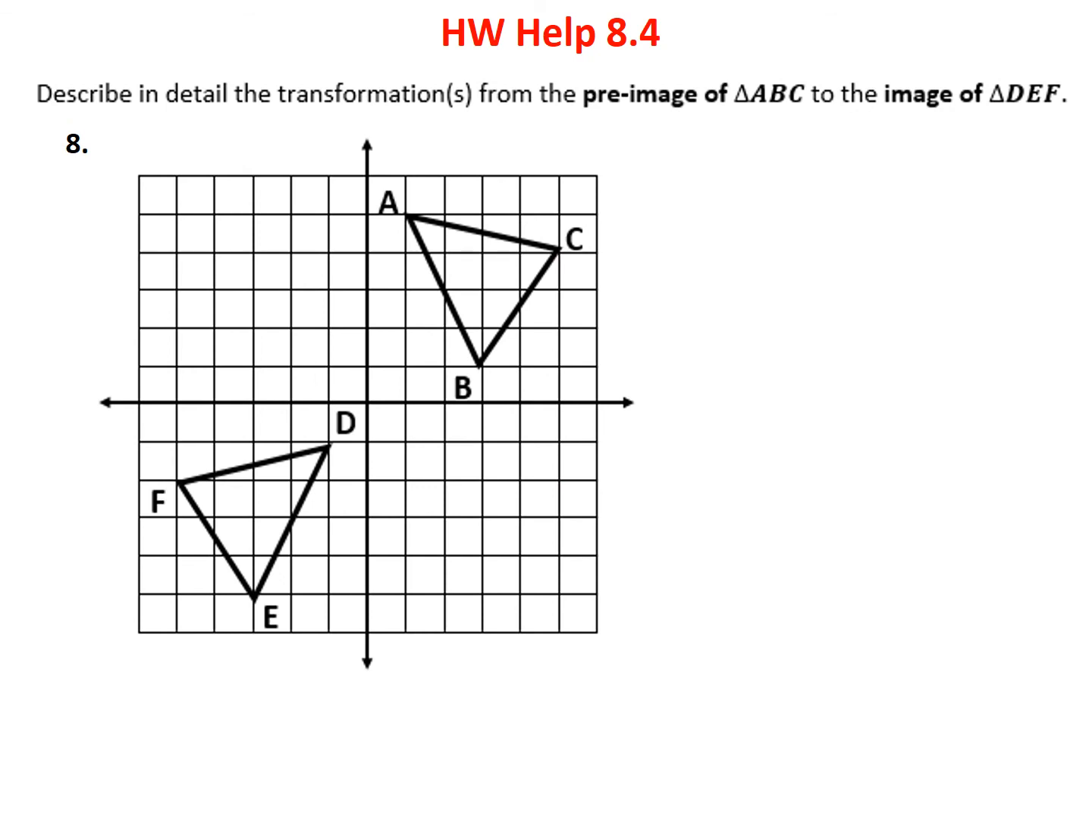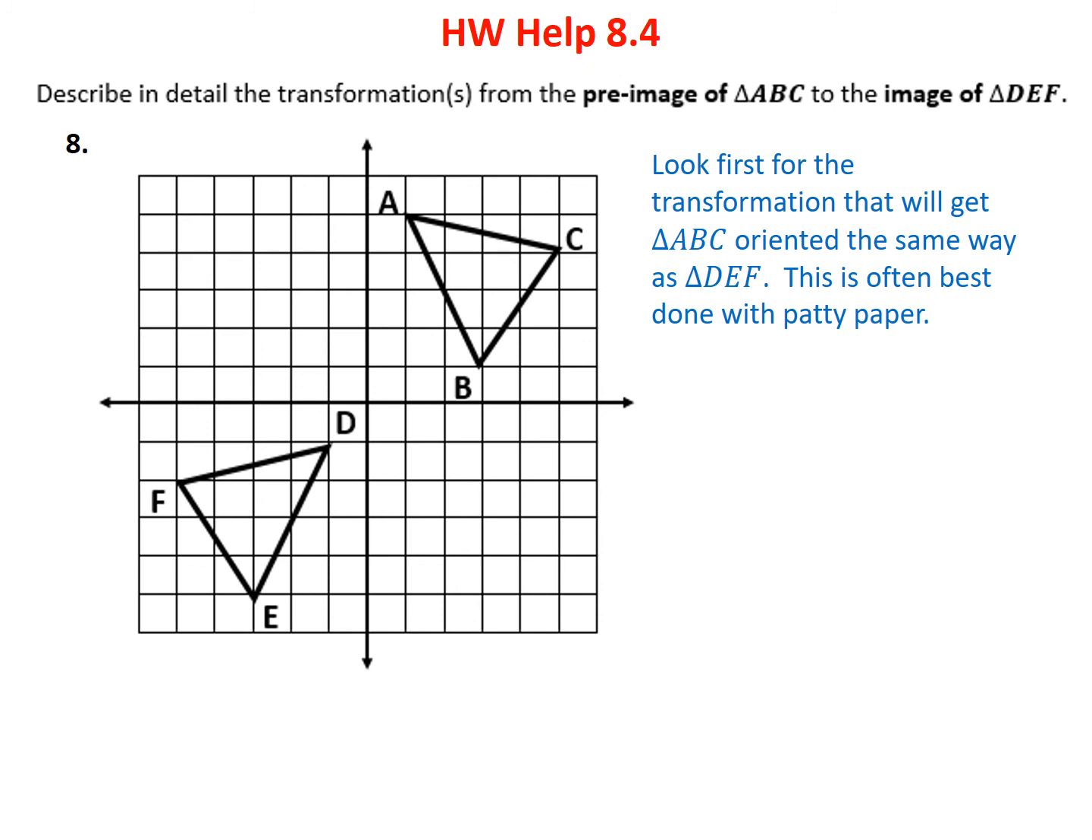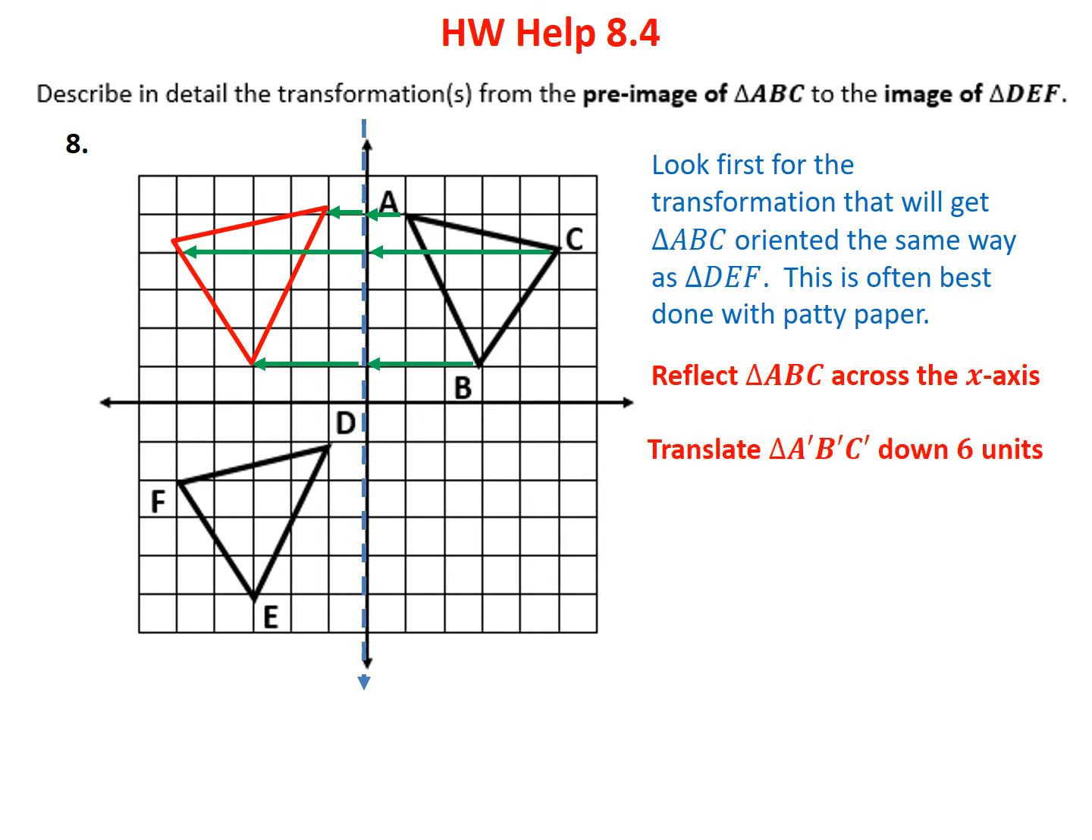In our last one, we're doing the same thing as 7. This time, however, using patty paper is helpful because to get these triangles oriented the same way, I notice that I can't rotate them around, but I can reflect them. So if I reflect this across that line, I end up with the two triangles being in the same orientation. Now all I have to do is translate it down 6. Notice I come down 6 to each point, and there's my translation.